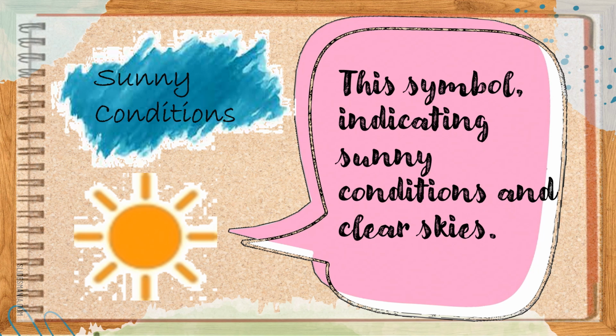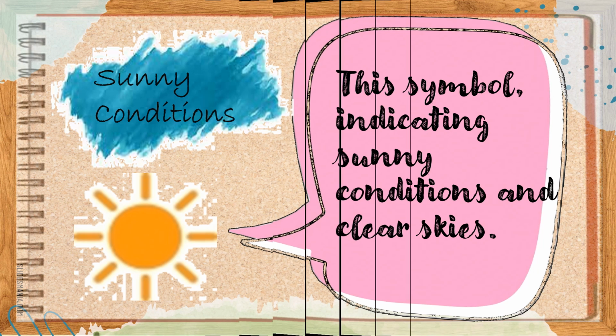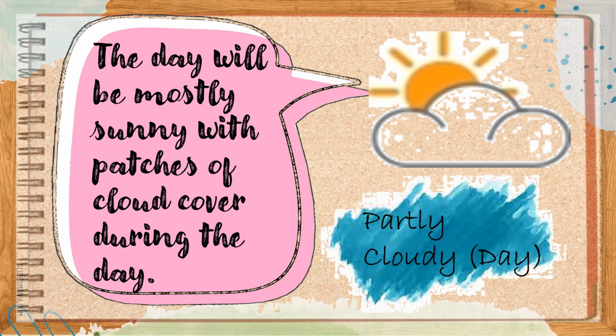If you look at this symbol, it indicates sunny conditions and clear skies. If you see a sun, this is the most well-known of all the weather symbols. Okay? In this one, you see a sun partly covered with a cloud. So you can say that this is partly cloudy during the day. The day will be mostly sunny with patches of cloud cover.